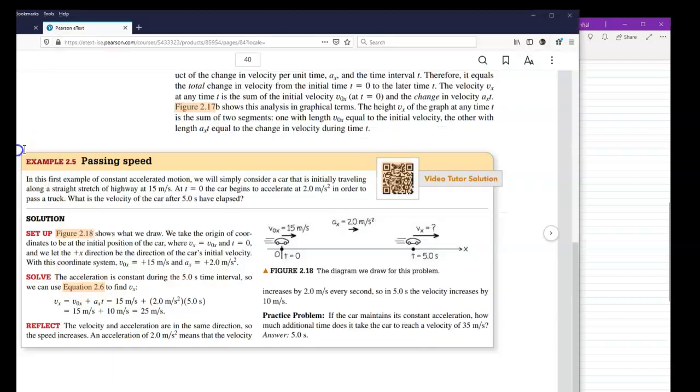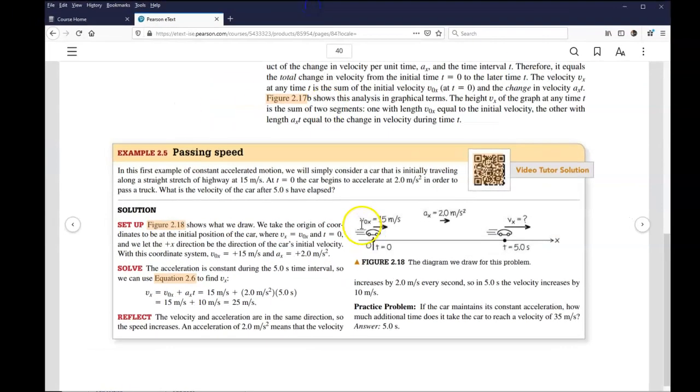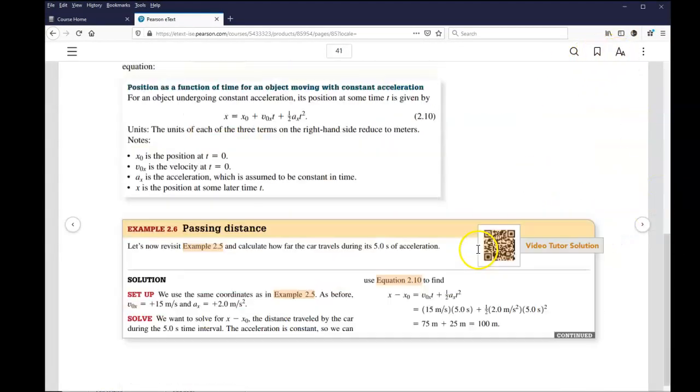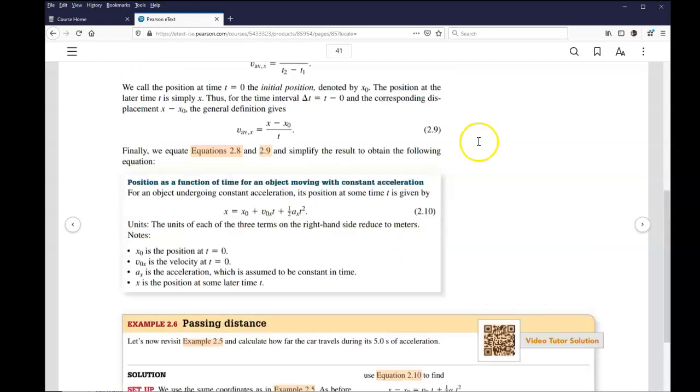Let me go back to the book. Should be the next page. It's right here. So it is kind of a follow-up of the previous problem. It says, let's revisit example 5, the one we just talked about, and calculate how far the car travels during the 5 seconds of acceleration. Okay? So basically, I think I mentioned that.